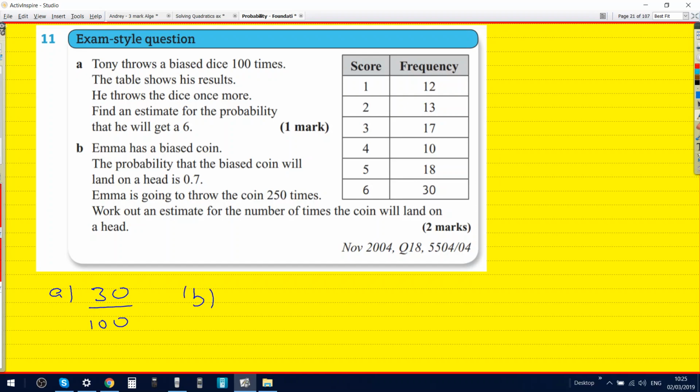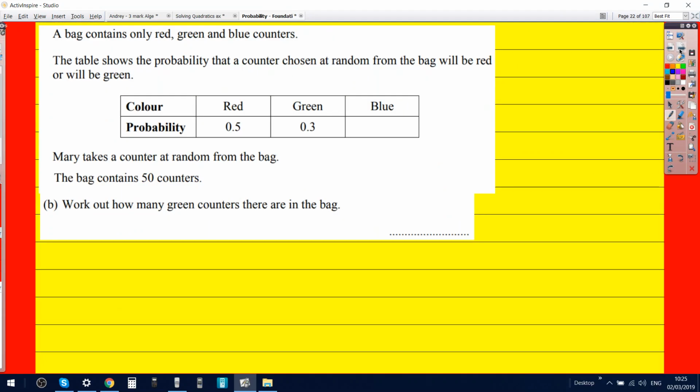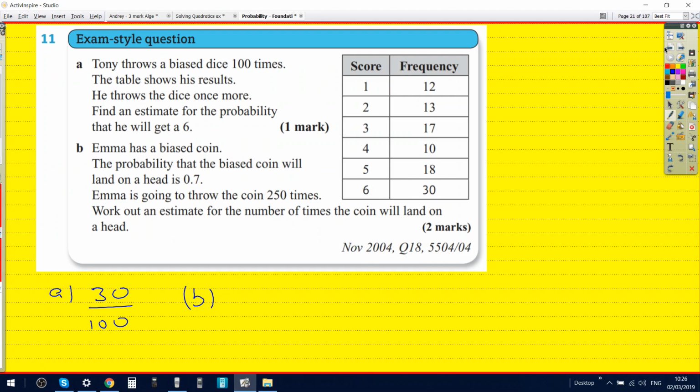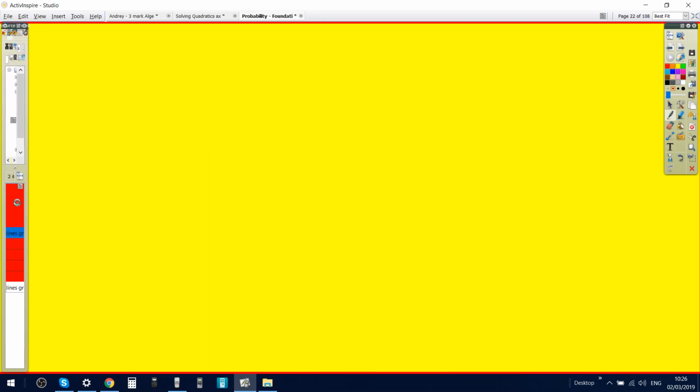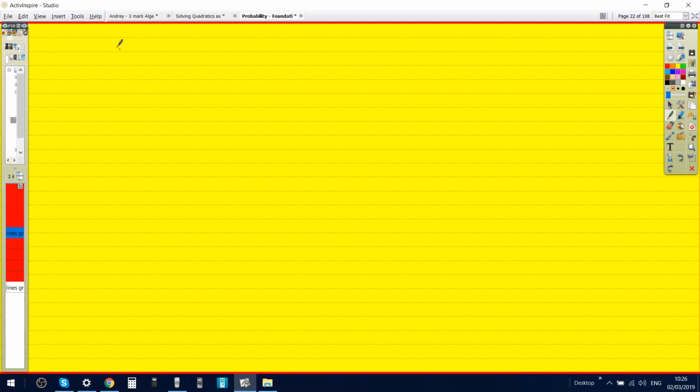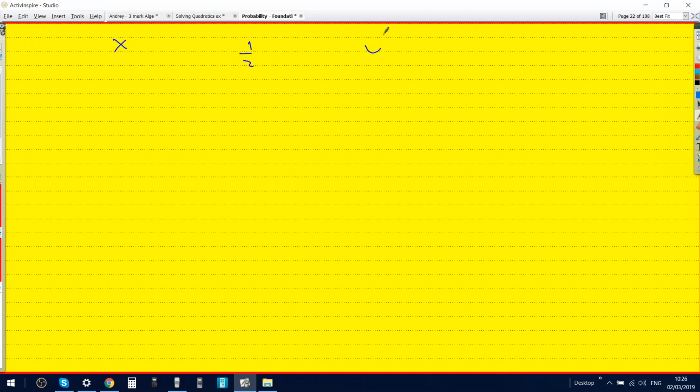Okay. And Emma has a biased coin. The probability that the biased coin lands on heads is 0.7. I'm just going to throw it 250 times, work out the estimate. No, I'll leave that one. I'll come back to that one. Okay. So far, X, a half, or tick? I think 3/4. Okay, that's not bad.